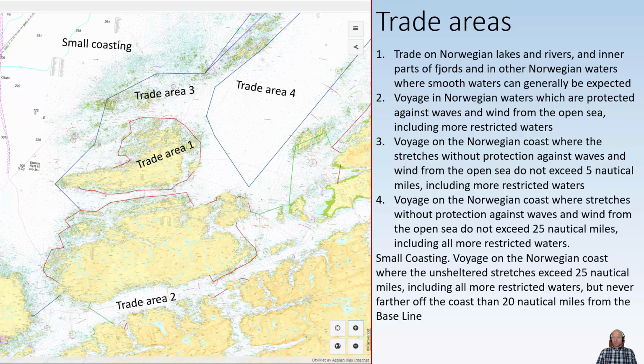Small coasting is a voyage on the Norwegian coast where the unsheltered stretches exceed 25 nautical miles, but you're never further off the coast than 20 nautical miles from the baseline. And the baseline is a line that goes between the outermost islands and skerries on the coast.